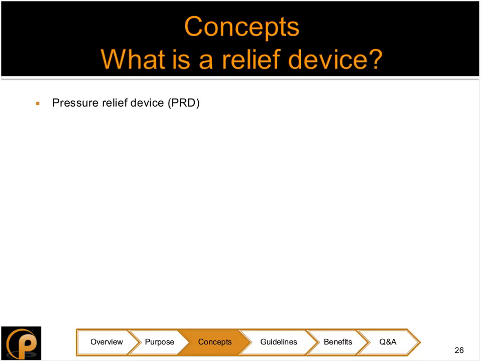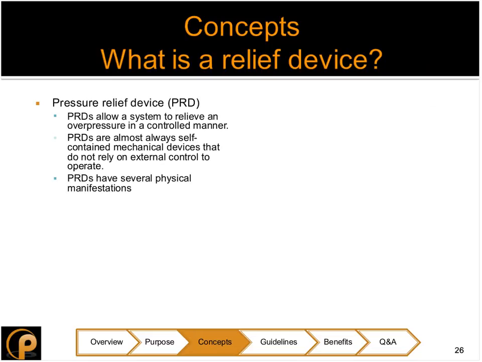So, million dollar question, what is a relief device? A pressure relief device is a system to relieve an overpressure in a controlled manner. It's typically a piece of equipment. Our pressure relief systems rely on pressure relief devices to relieve and stop overpressures. They usually come in many different shapes and sizes. Usually, when we think of pressure relief devices, we think of relief valves or PSVs. But there are also rupture discs, buckling pins, and other devices.